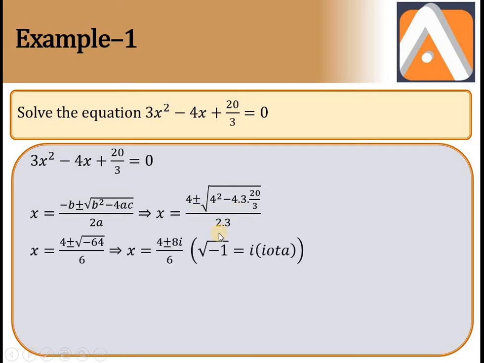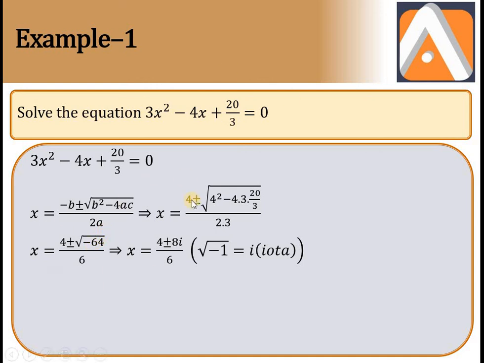Now if you simplify, you will get 4 plus or minus under root 16 minus 80, that is minus 64, by 6. Here you need to understand that up to 10th standard, if there is a negative number inside the root, we took it as non-real roots. But a non-real number is also a root. Every quadratic equation definitely has two roots, either real or non-real. So here we are talking about non-real roots.